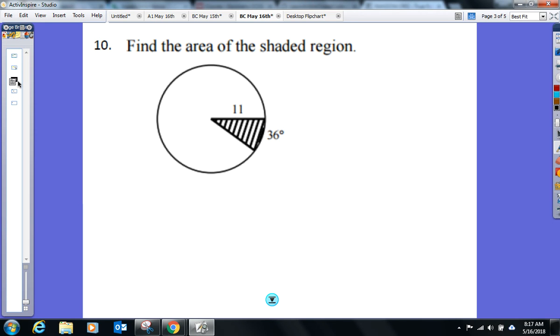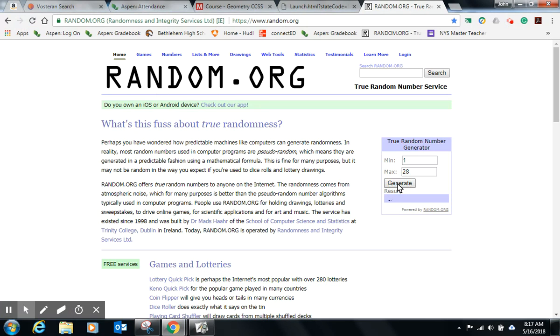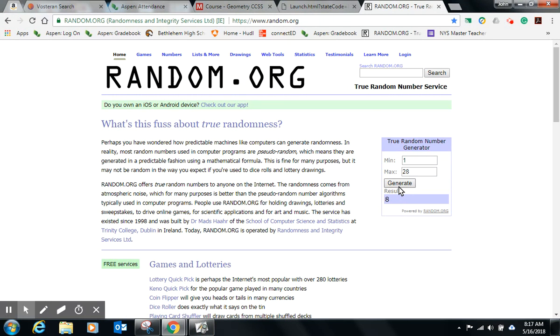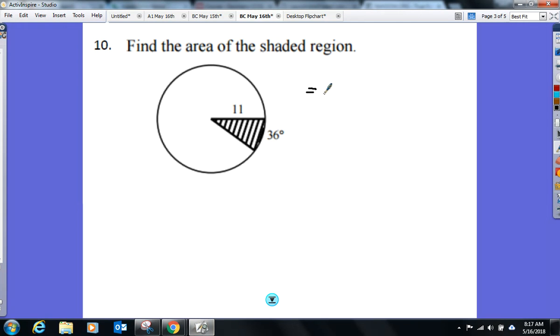Find the area of the shaded region. Well, I need a better name than the shaded region for this one. What have we been calling this unit? We got a better name than shaded region. That's a what of a circle? A sector, yes, that's a sector. All right, area formula for a sector. Here you go, area formula of a sector.